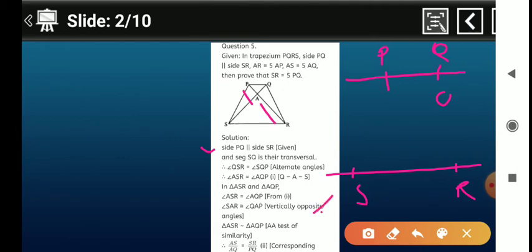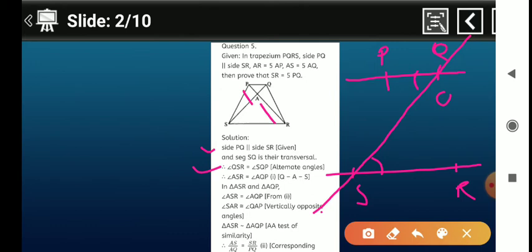So we can draw SQ like this. So SQ becomes a transversal of these two parallel lines. Therefore, angle QSR is congruent with angle SQP, that is this angle.